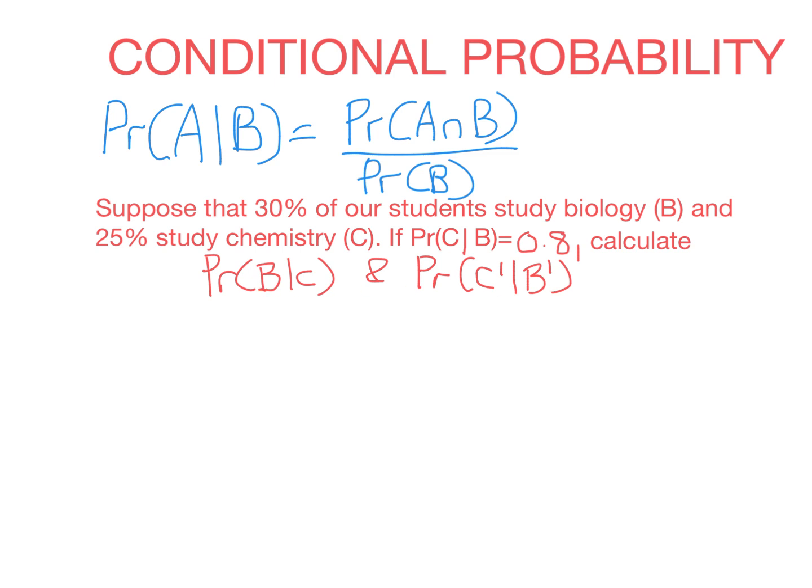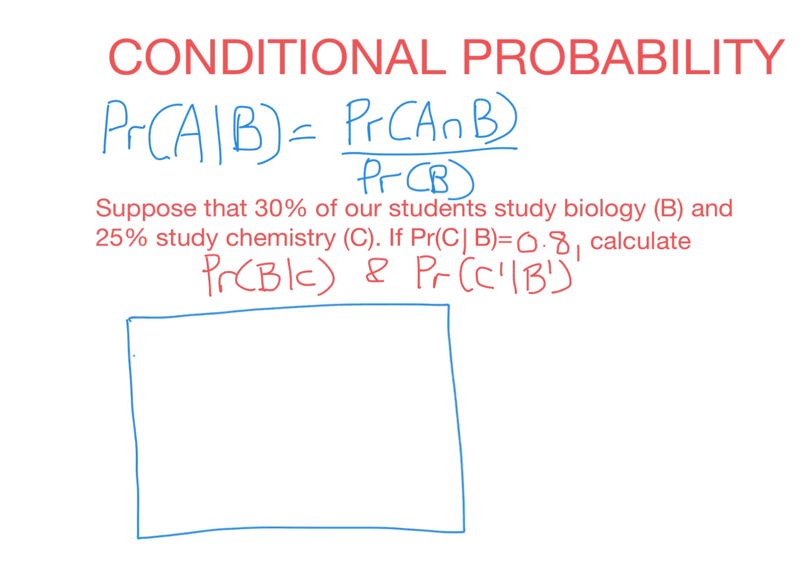Now, when the question involves 2 sets, so here the sets are students who study biology, that's one set, and students who study chemistry is a second set, you should use a Venn diagram or two-way table. I think a two-way table is easier when it talks about the total, but you could just as easily use a Venn diagram for this.